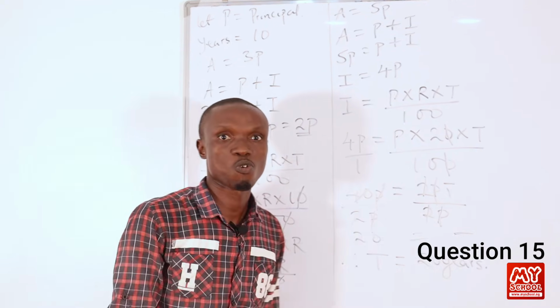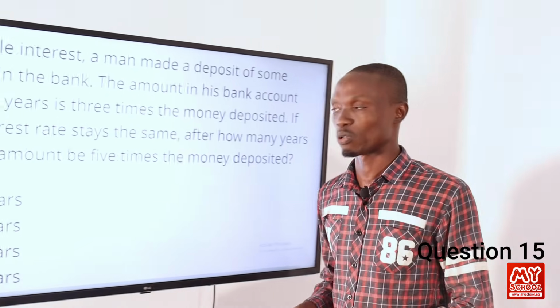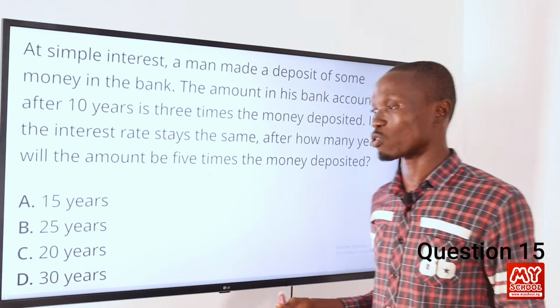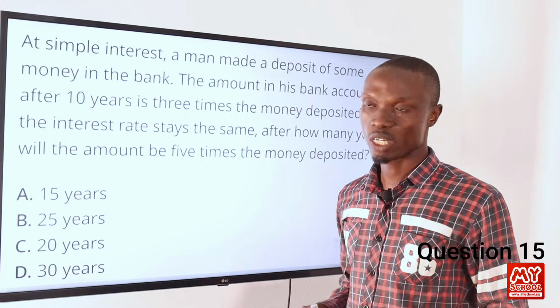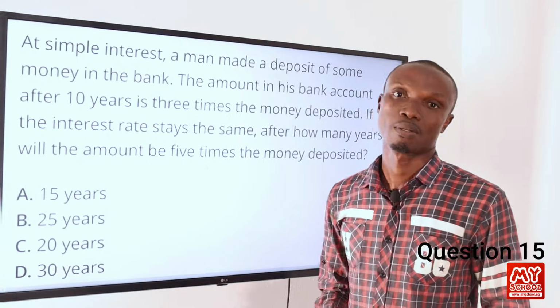So let's move over to our screen to pick the correct option. From our calculation thus far, the correct option is C, which is 20 years.